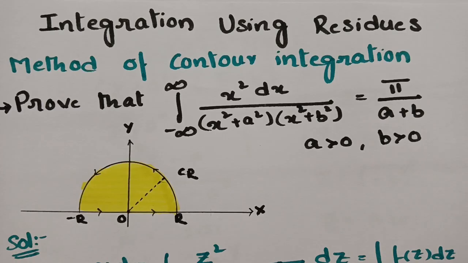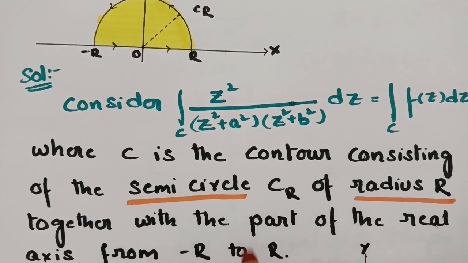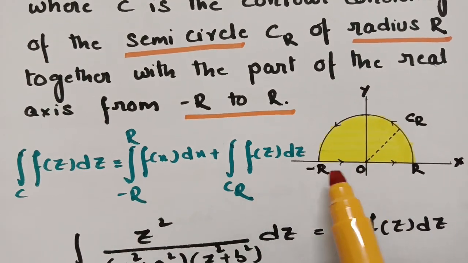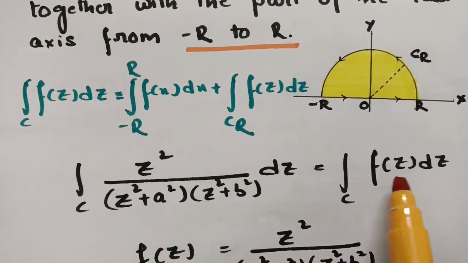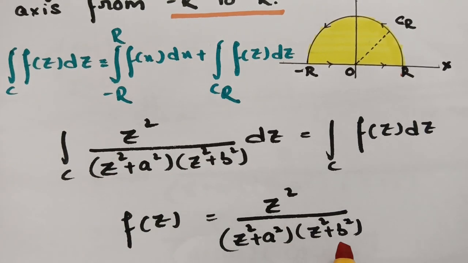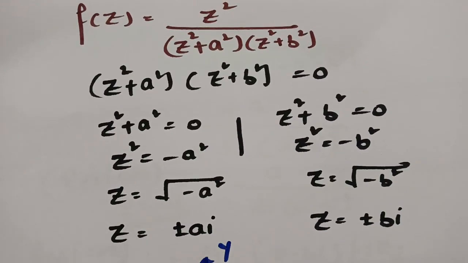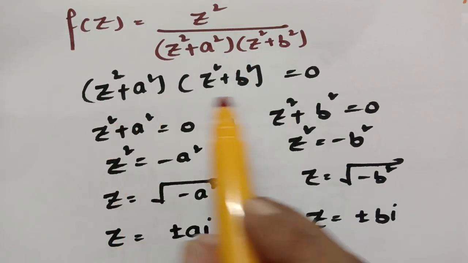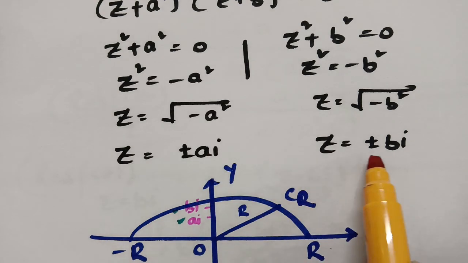If I explain once again, this is the question given and this is the closed contour. First of all, we have to consider this semicircle with center 0 and radius r as a contour. There will be two parts here, from minus r to plus r, and next one is a semicircle. After that, we have to take f of z from this, as z square by z square plus a square into z square plus b square. So we have to find the poles. For finding the poles, everybody knows that we have to equate the denominator to 0. After equating the denominator to 0, we got 4 poles as minus ai, plus ai, minus bi, plus bi.